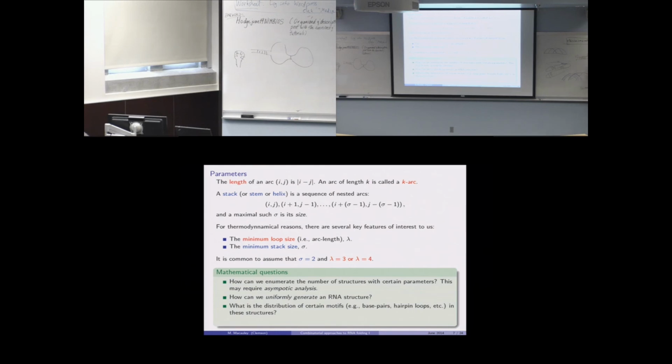How many stacks are there? How many multi-branch loops are there? These quantities are normally distributed. That just means bell curve. They have used a stochastic grammar to generate these structures, and using that algorithm, they say the number of hairpin loops is normally distributed. Now, experimentally, it's not exactly normally distributed.